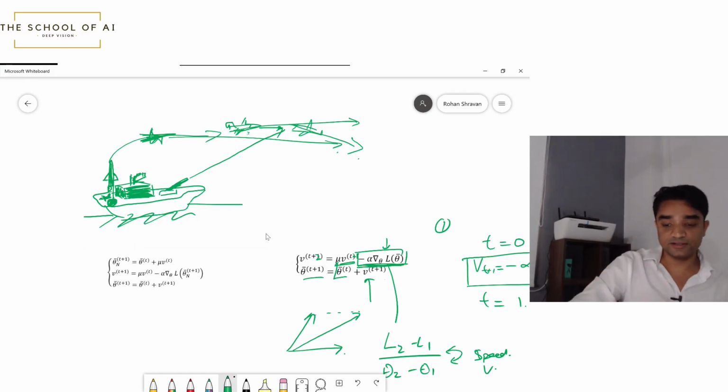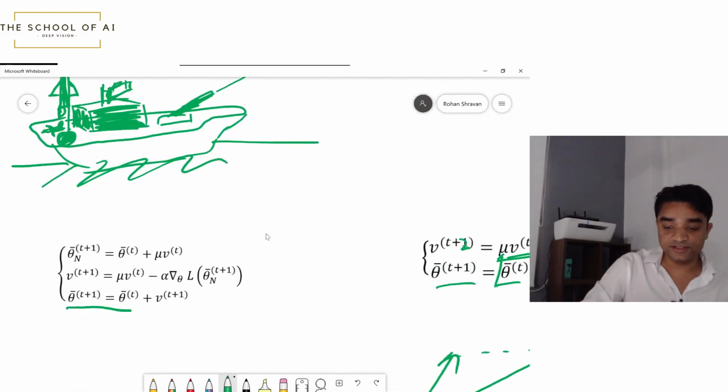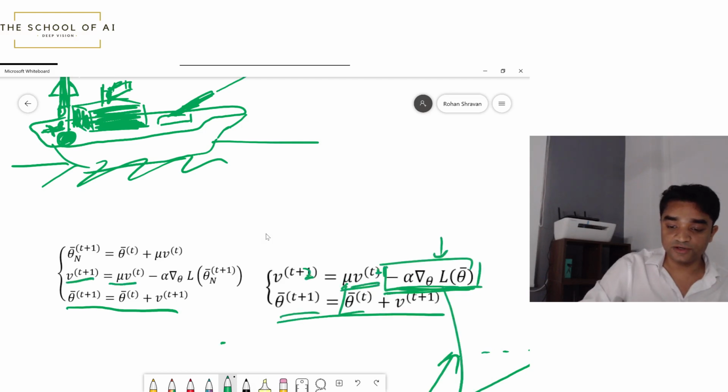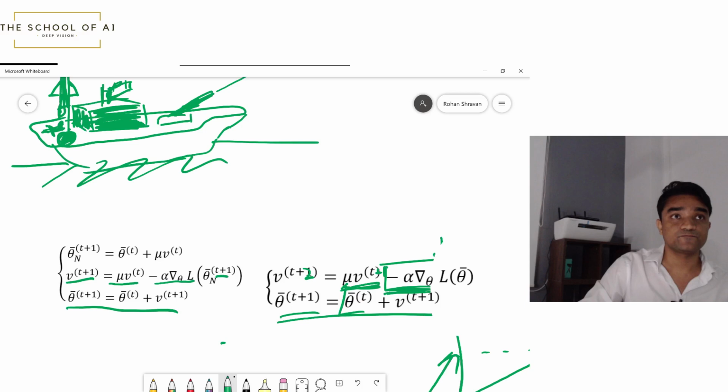What is happening right now is this equation remains the same, right? That equation remains the same for us, it has not changed. V t plus 1 is equal to mu V t, the same mu V t we had, and this alpha gradient theta, the same alpha gradient theta we had, but this theta had changed. This theta was theta t for us, but now this is t plus 1. Now, t plus 1 is what? T plus 1 is a new theta, which we have already calculated using the last momentum.